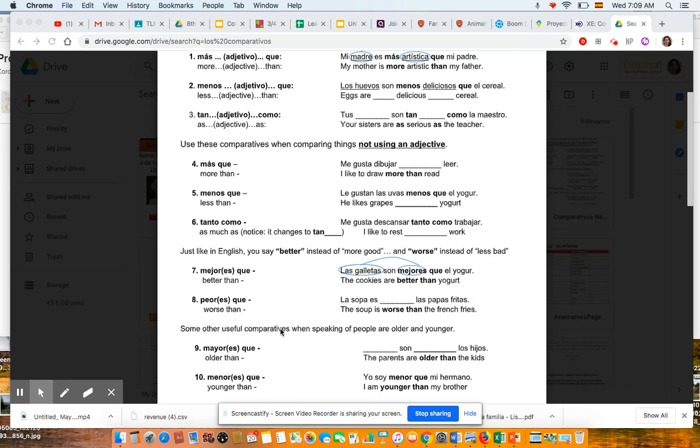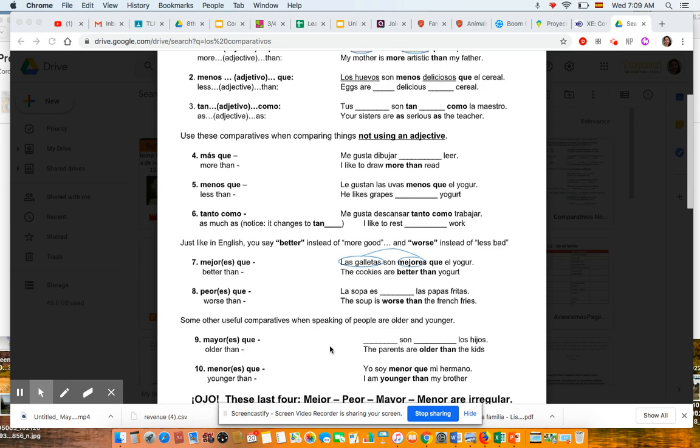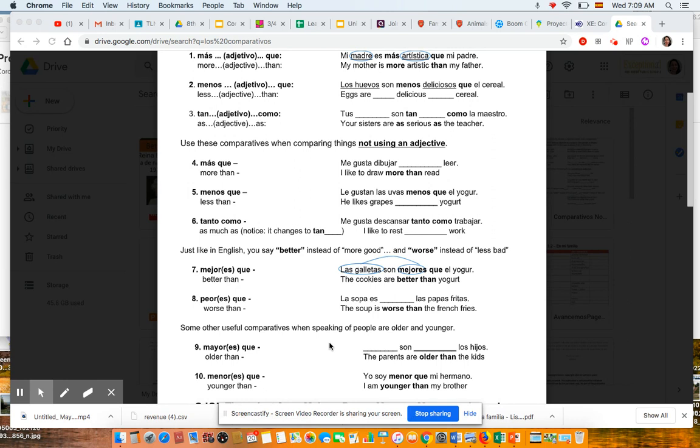Some other useful comparatives: when speaking of people who are older or younger, use mayor, or in the plural mayores que, older than, such as in the sentence, los padres son mayores que los hijos. The parents are older than the kids.